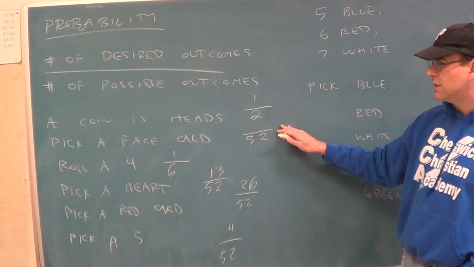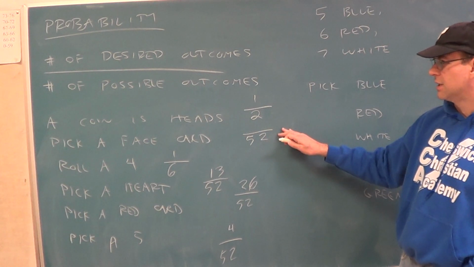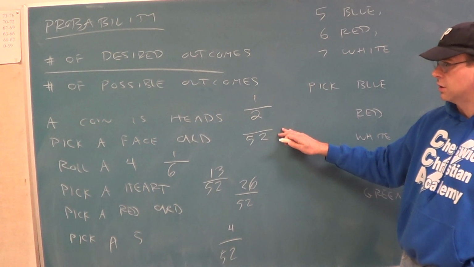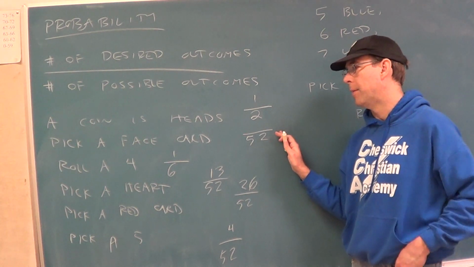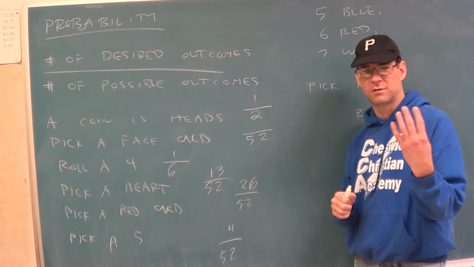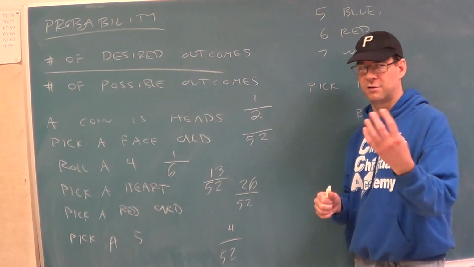If we go to pick a face card, if I ask you to consider how many cards are face cards, a lot of people will say 16, and that's wrong. People will say there's 4 queens, there's 4 kings, there's 4 jacks, there's 4 aces.